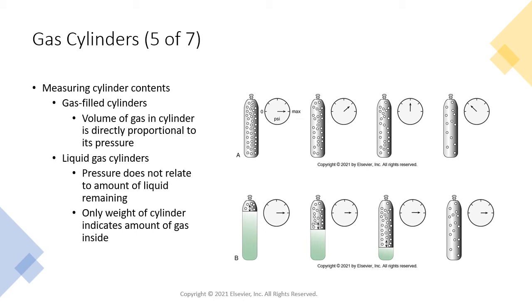Liquid gas cylinders, as pictured in B, are a little different. The pressure doesn't relate to the amount of liquid remaining. Only the weight of the cylinder indicates the amount of gas inside. In fact, the cylinder pressure gauge will read full in a liquid gas cylinder until it is absolutely empty. So you must go by weight.